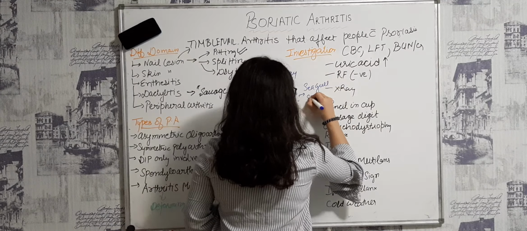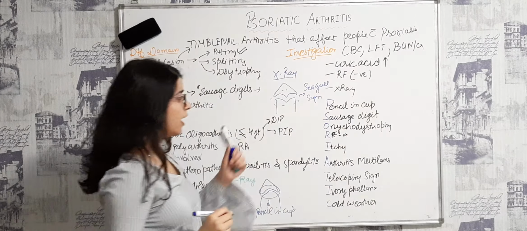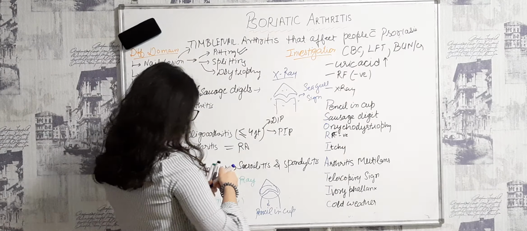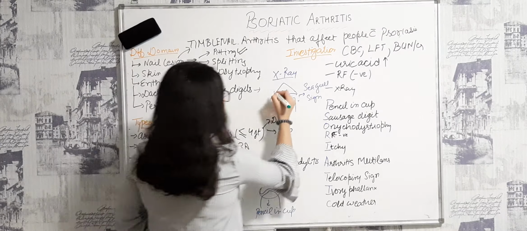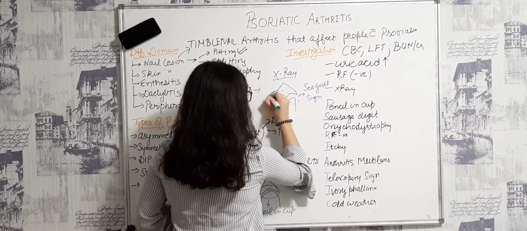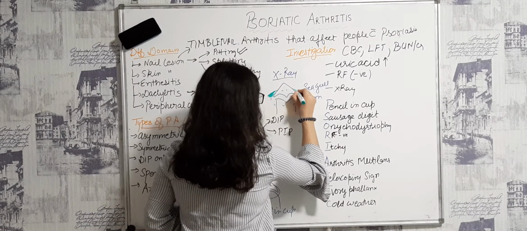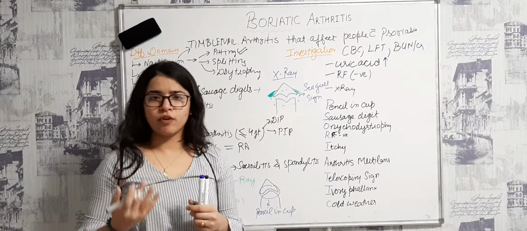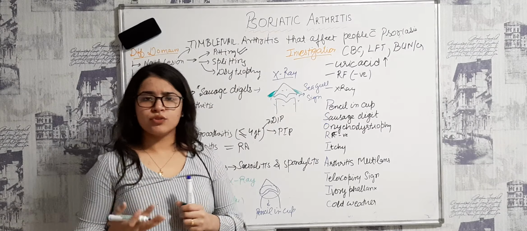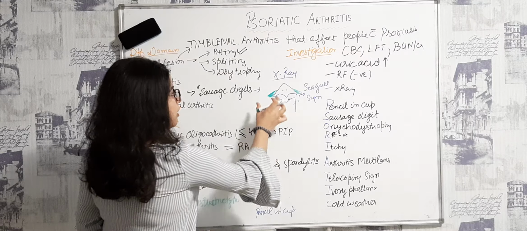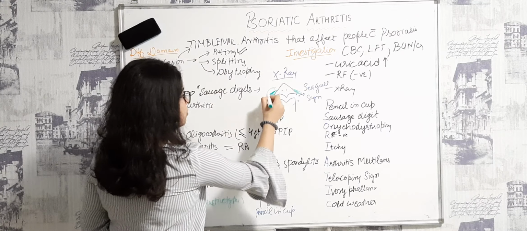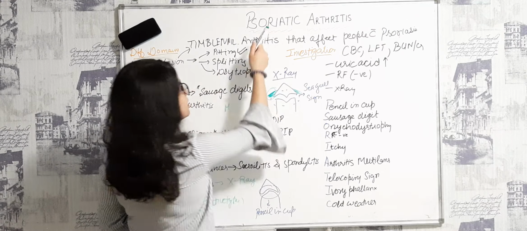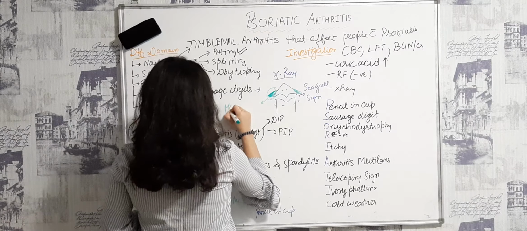Seagull sign. And in this also you will see what? There is a mouse ear appearance. This is nothing but just a growth of bone. Seagull sign you will also see in osteoarthritis, but this mouse ear appearance you will only see in psoriatic arthritis.